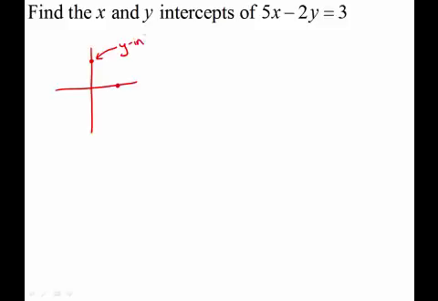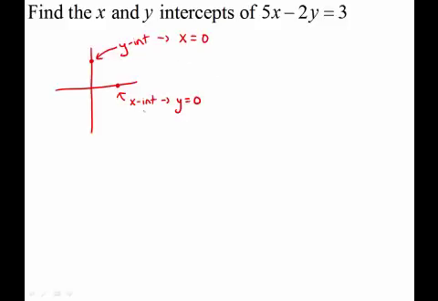This in general is the y-intercept, the place where it crosses the y-axis. Whenever you cross the y-axis, x is always 0. This would be the x-intercept of a line. Whenever you cross the x-axis, the y value is always 0. So we can use these two facts to find the x and y-intercept.